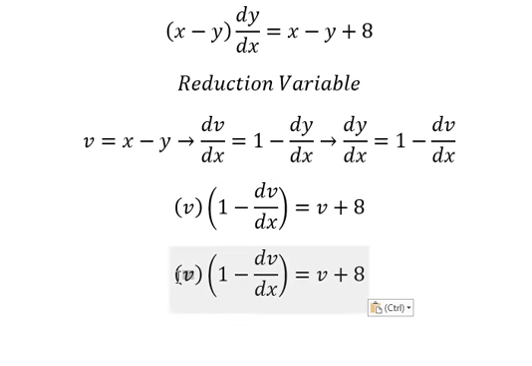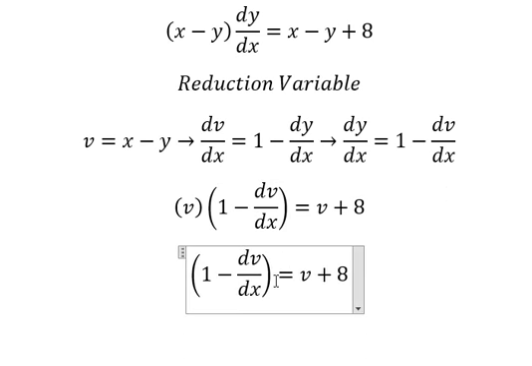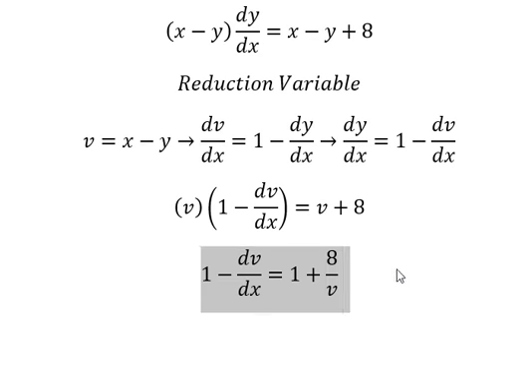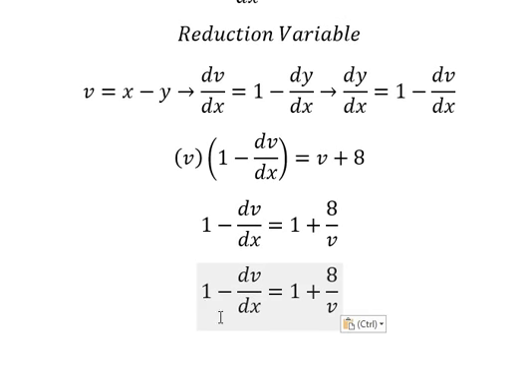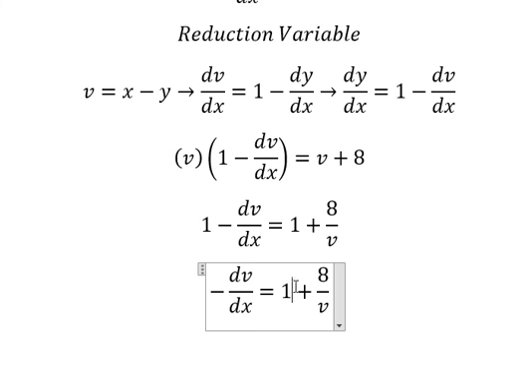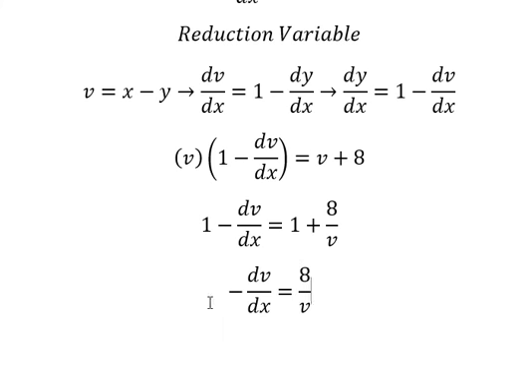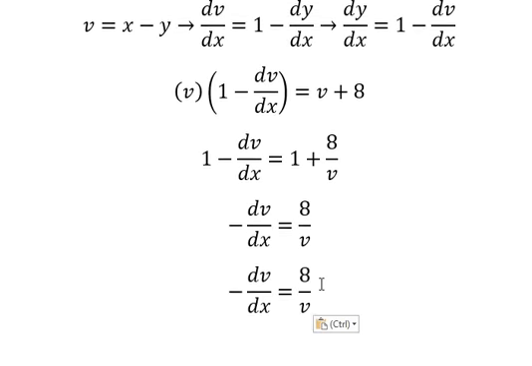Next, we divide both sides by v. So, number 1, I will put on the right. So we have 1 minus 1. You got number 0. So v I will put on the left. dx I will put on the right.